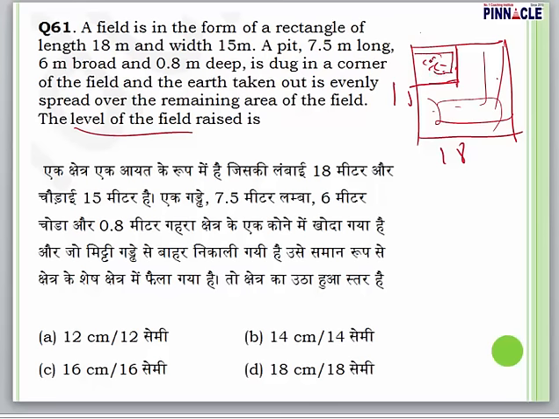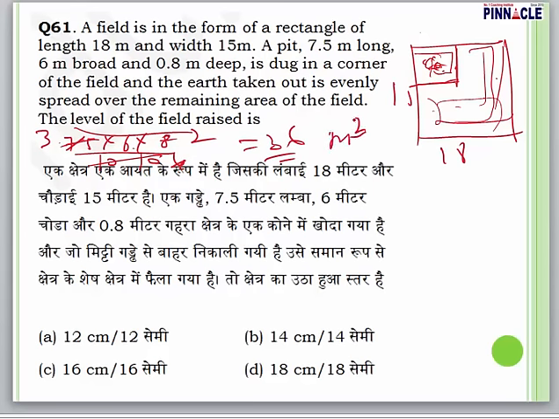It means volume of this should be equal to volume of this. So what is the volume of this? Volume of this would be equal to, this is 7.5 into 6 into 8 by 10. Or in here also you can put here 8 by 10 in place of 7.5. So cubic meter volume of this earth, and that has to be spread across this. So it should be equal to 36.